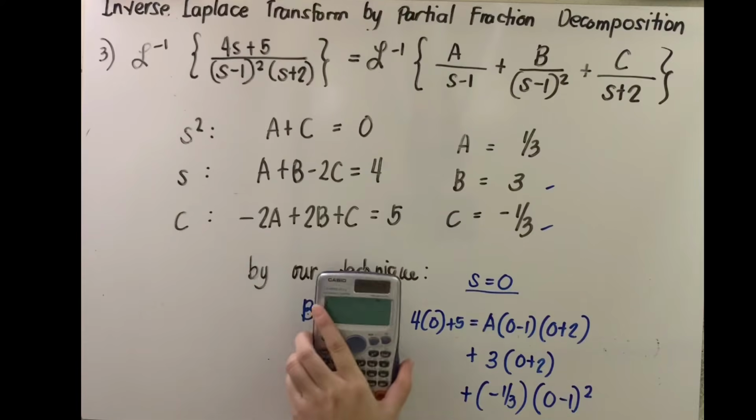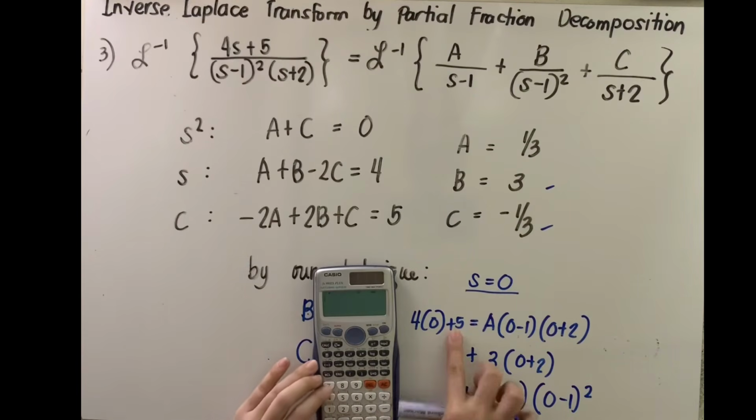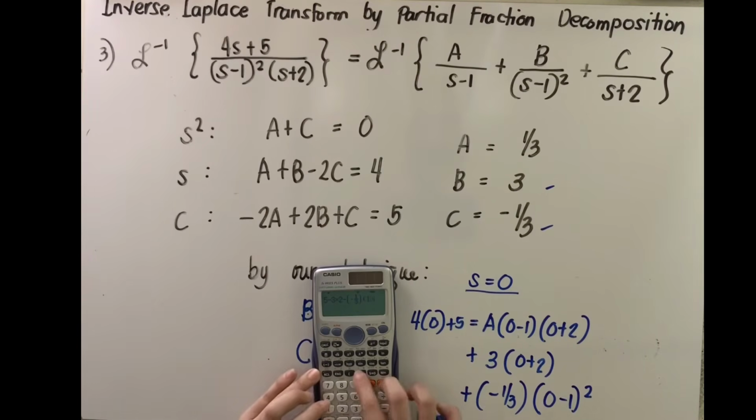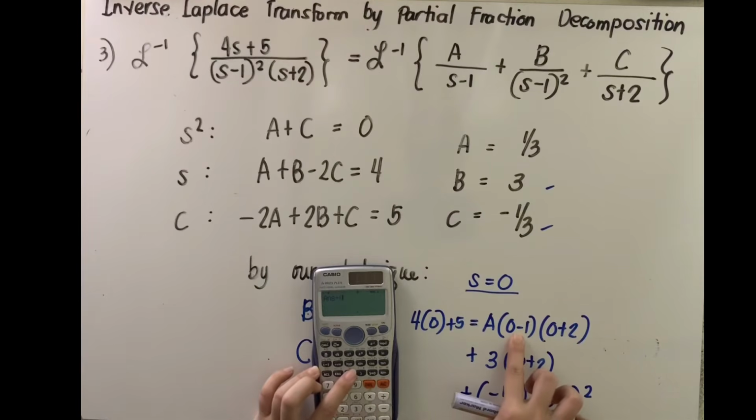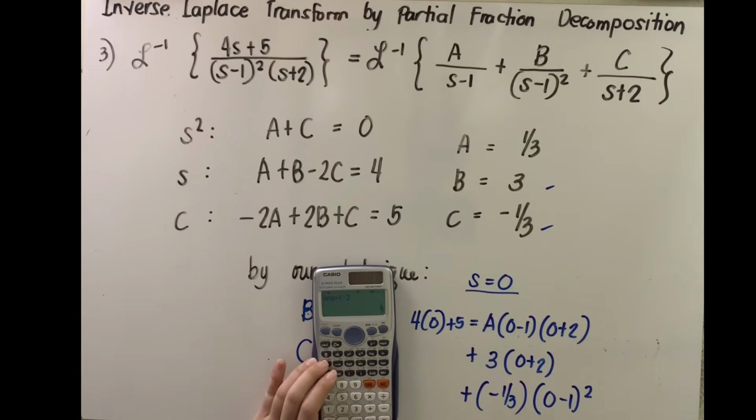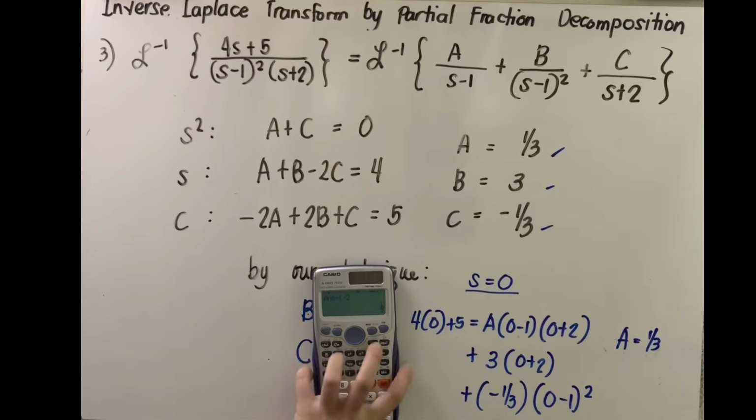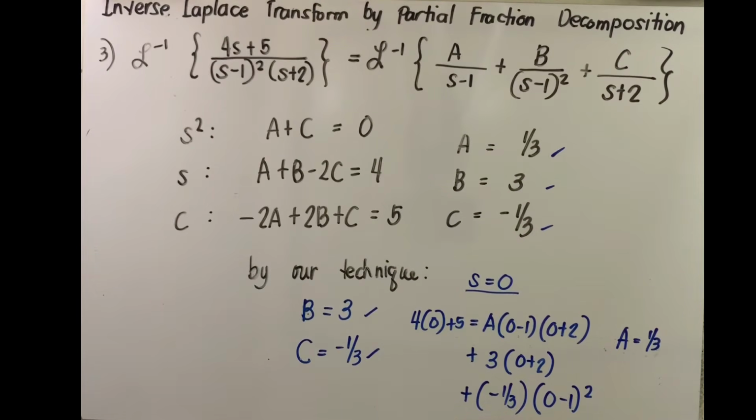So if I'm going to take my calculator, that would be 5 minus, I'll transpose this to the left. That's 3 times 2. Minus, I'll transpose this to the left ulit. It's negative 1/3 times positive 1. Di ba kinakalkula pa? Okay? Divide both sides by, this is negative 1 times positive 2. So, divide both sides by negative 2. You'll get a equal to 1/3, which is similar to what we did conventionally or manually.